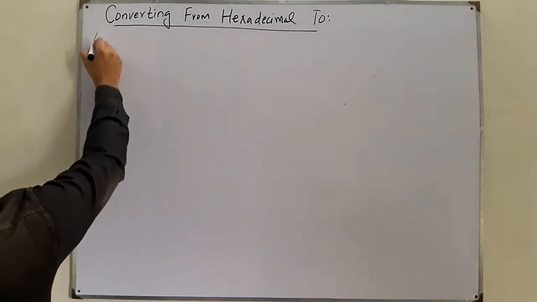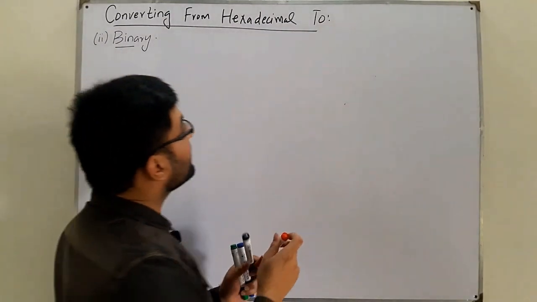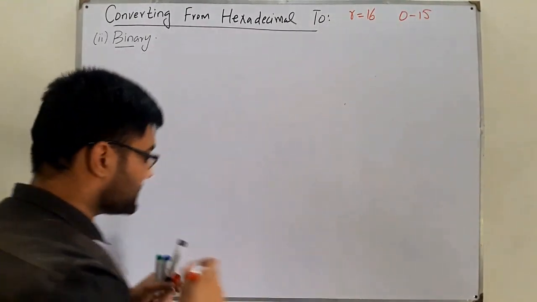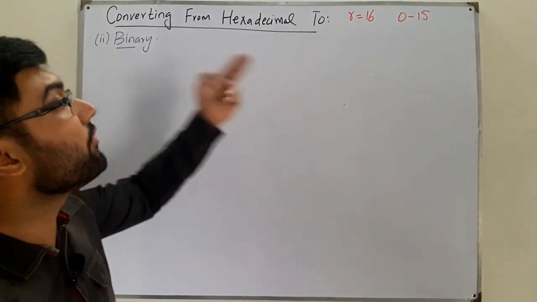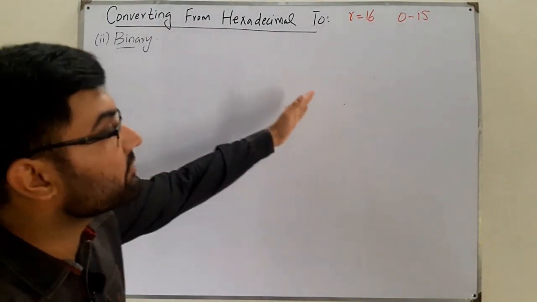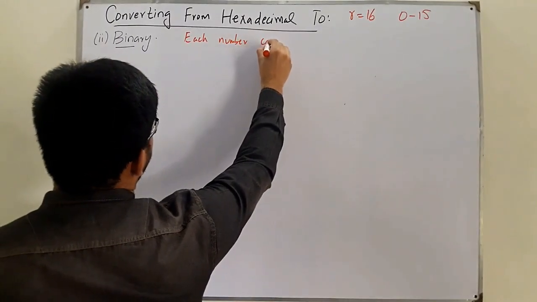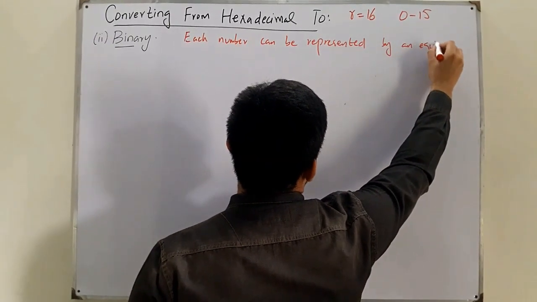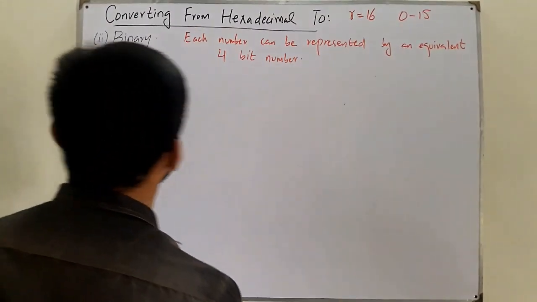Now, the next that we have is the binary numbers. We convert from hexadecimal to binary. Now, in the hexadecimal, we know that the base is 16, R is 16, and we have numbers from 0 to 15 over here. Now, each of these numbers, as we saw in the octal number system, can be represented as an equivalent 3-bit number. In the hexadecimal system, we have 2 to the power 4 is 16, which means that each number of this hexadecimal system can be written as an equivalent 4-bit number. All right? So let me write it down. Each number can be represented by an equivalent 4-bit number.